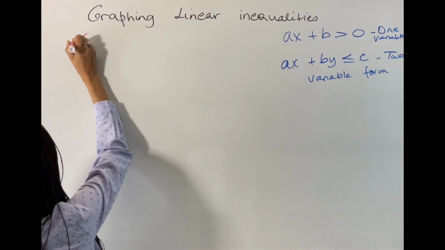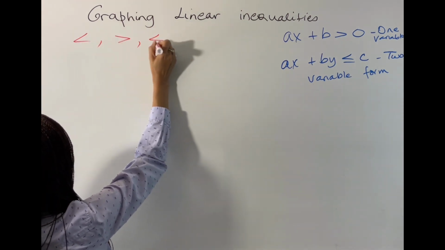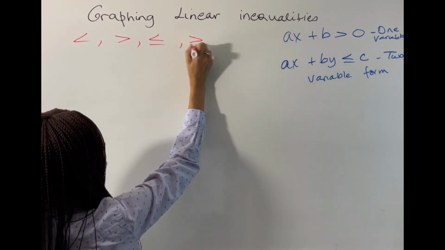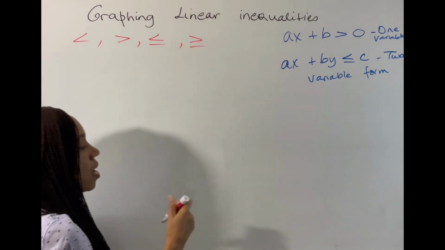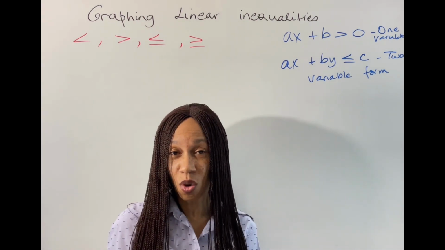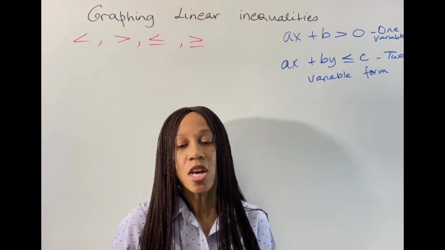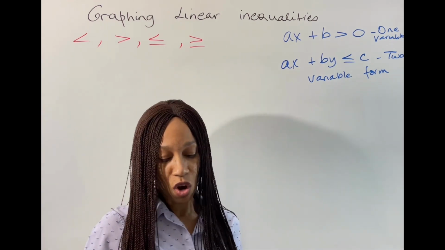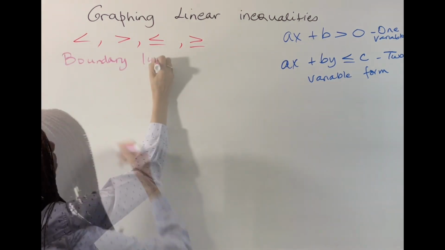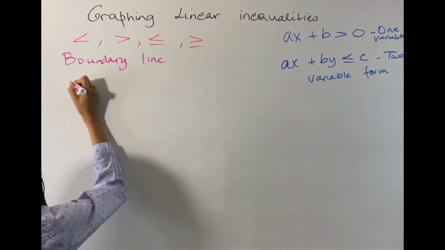So you have less than, and you have greater than, and you have less than or equal to, and greater than or equal to. Now, what I must say to you is that there are certain things that you need to know before you start graphing a linear inequality. You need to know about the boundary line, which one to use, and you also need to know about shading.